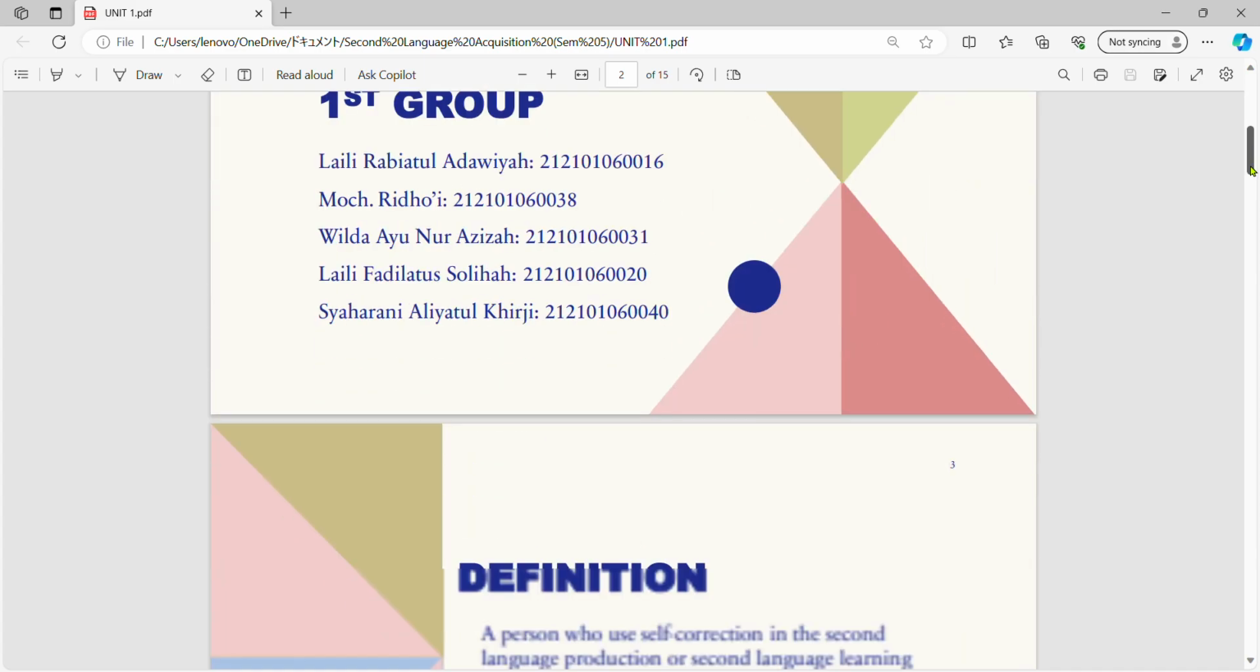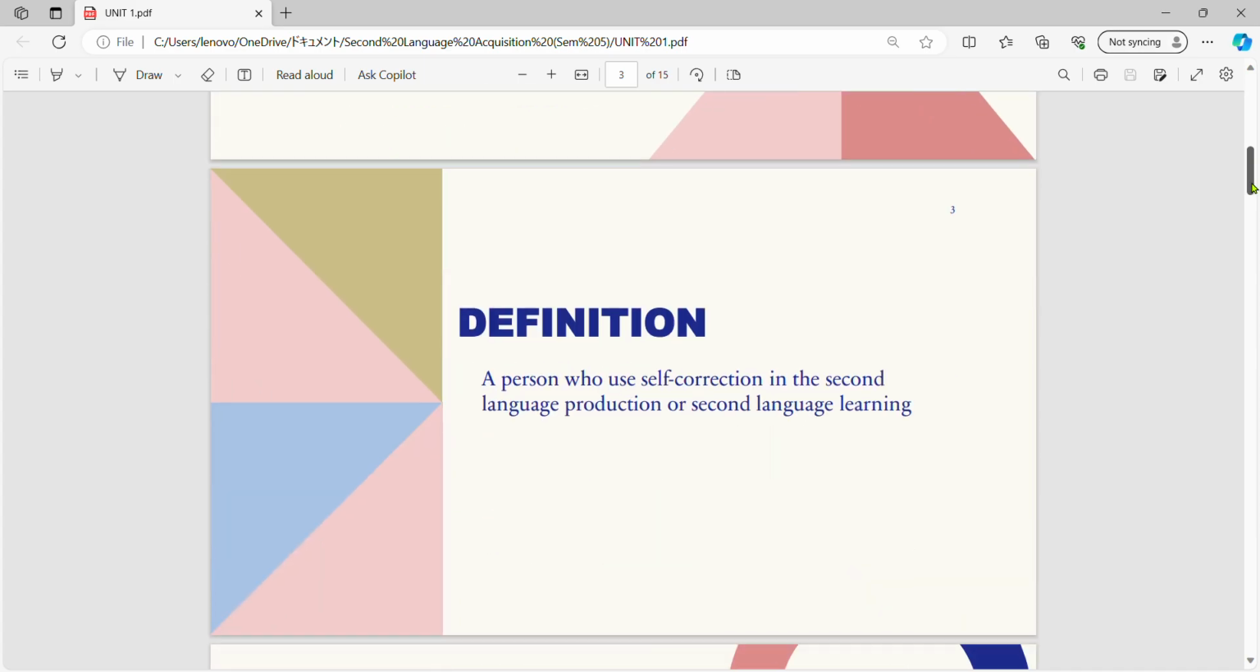Okay, what is the definition? The definition is a person who uses self-correction in second language production or second language learning. This definition talks about how a person learns a language and makes it their second language. And this individual variation shows that we are aware of self-correction in the language.